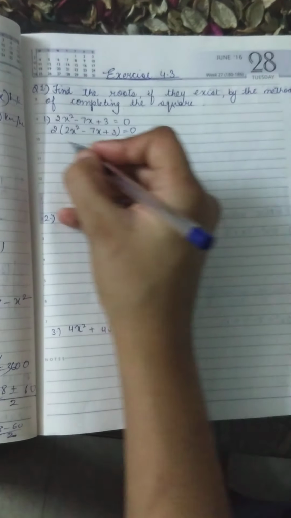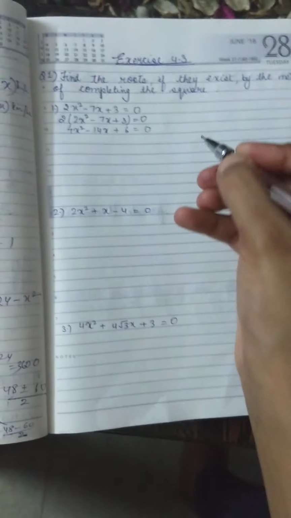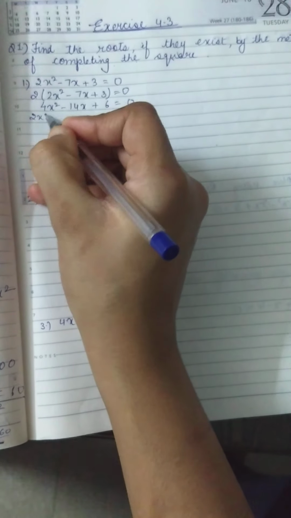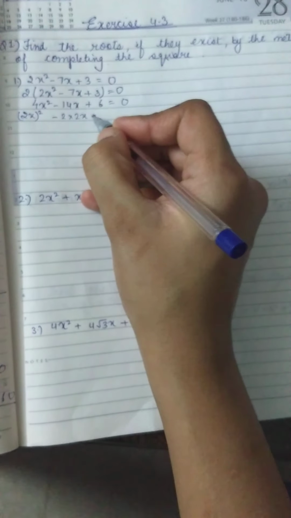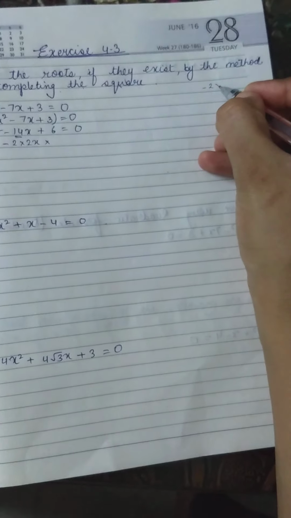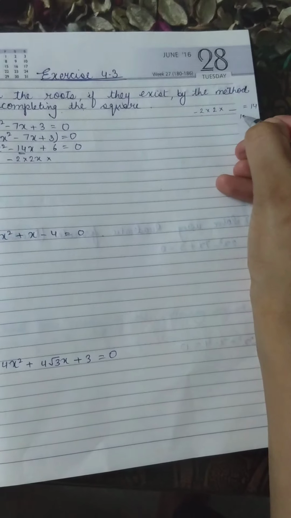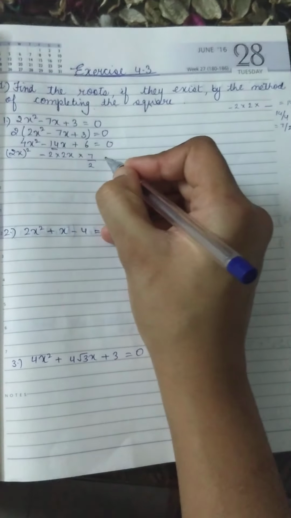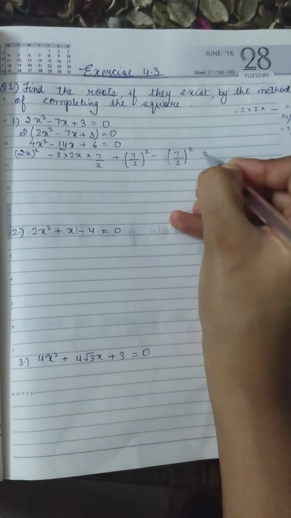So our equation becomes 4x square minus 14x plus 6 is equal to 0. So now we have to make a complete square over here. So it becomes 2x whole square minus 2 into 2x into. So in order to make 14, 2 into 2 into dash is equal to 14. So here should come 14 upon 4, that is 7 upon 2. So I'll add and subtract 7 upon 2 whole square in the entire equation.